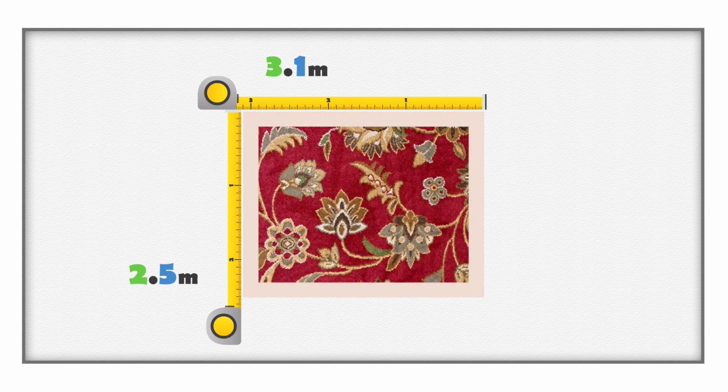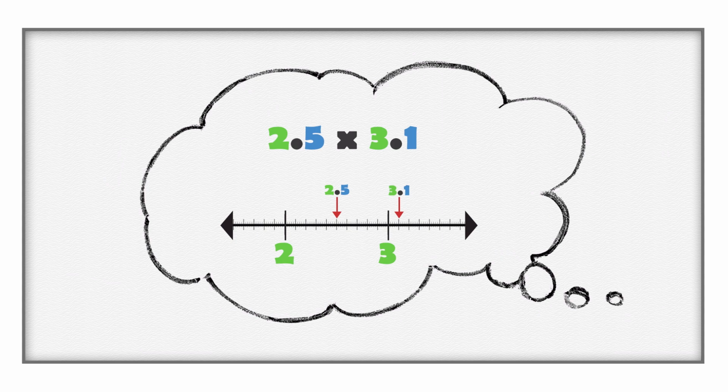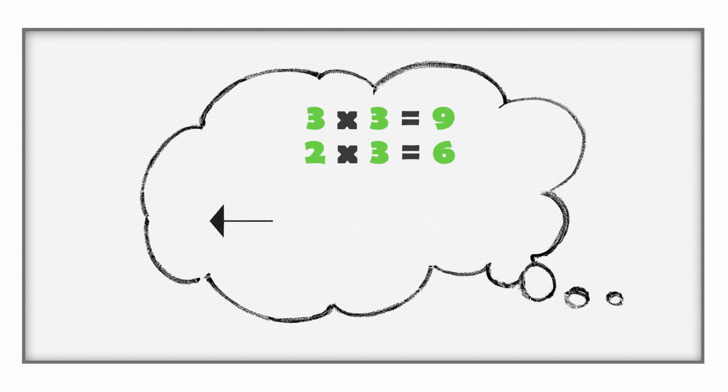Let's calculate the area of that rug by multiplying 2 5/10 meters with 3 1/10 meters. Use estimation to predict the area of the rug. If we round 2 5/10 to 3 and round 3 1/10 to 3, then the estimate is 9. This is a high estimate. If we round 2 5/10 to 2 and round 3 1/10 to 3, then the estimate is 6. This is a low estimate. The area or product will be a value between 6 and 9.